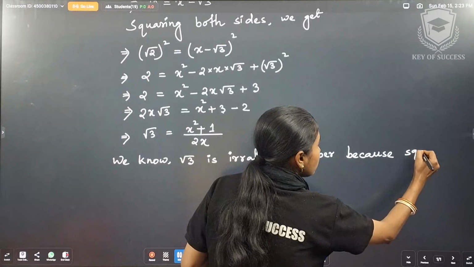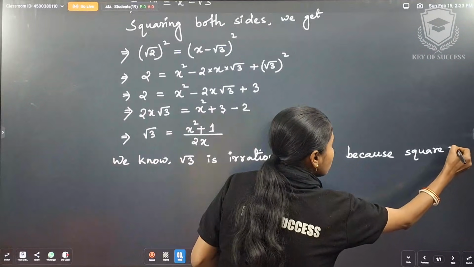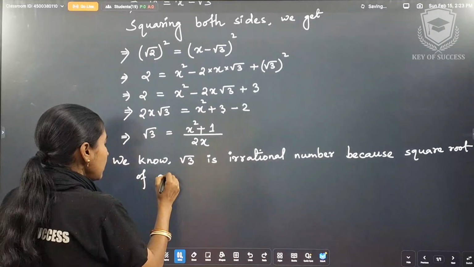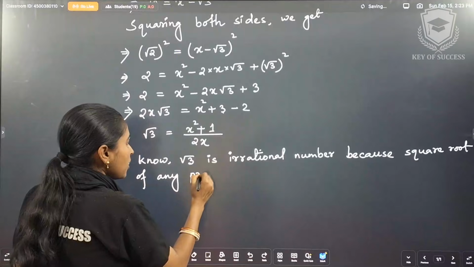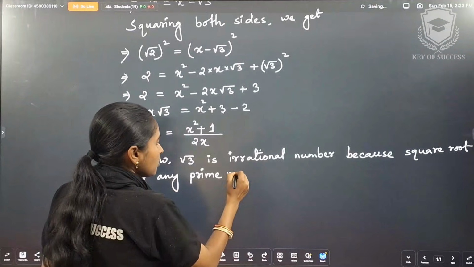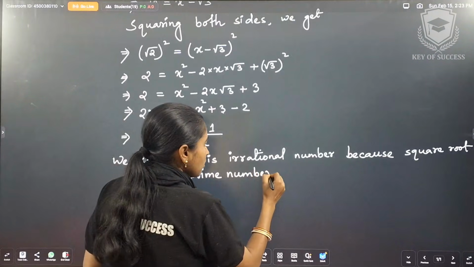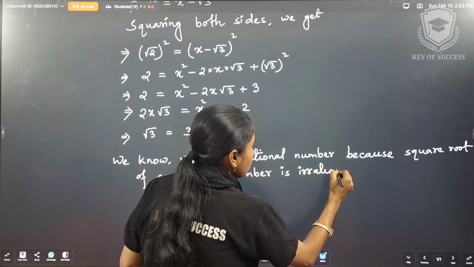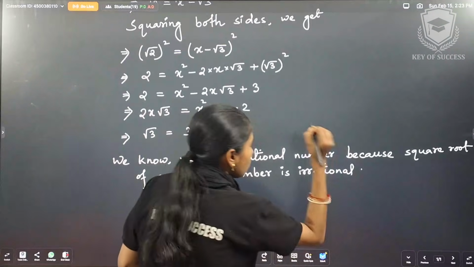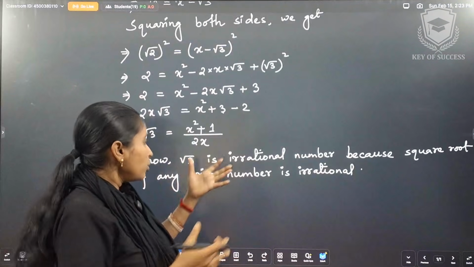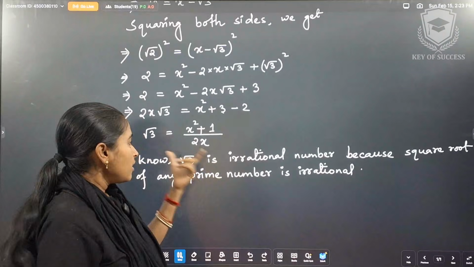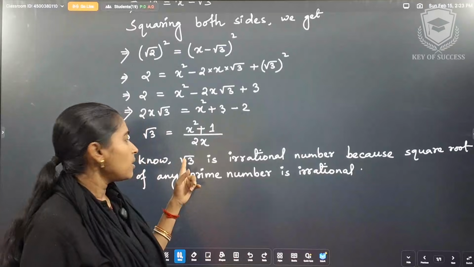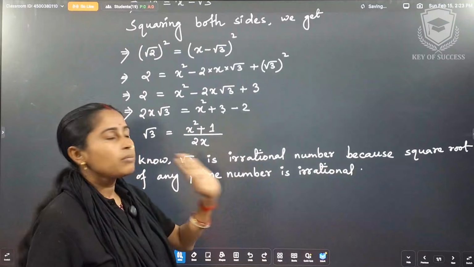square root of any prime number is irrational. Okay, that one you need to remember. You need not solve that root 3 is irrational. Directly you can say in one line, root 3 is an irrational number because the square root of any prime number is irrational, and 3 is a prime number.